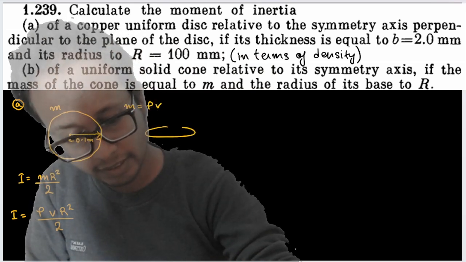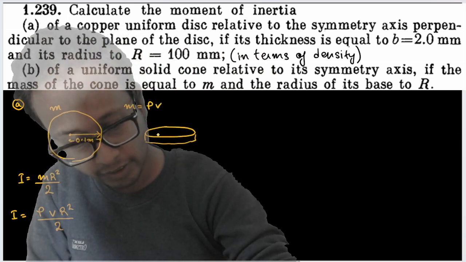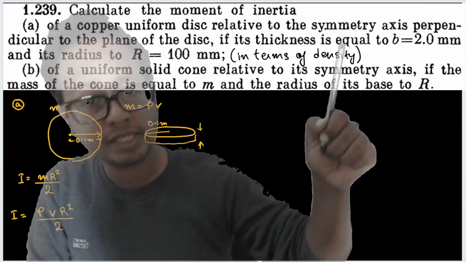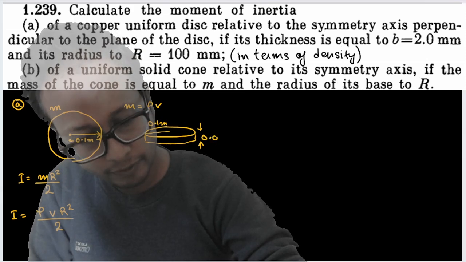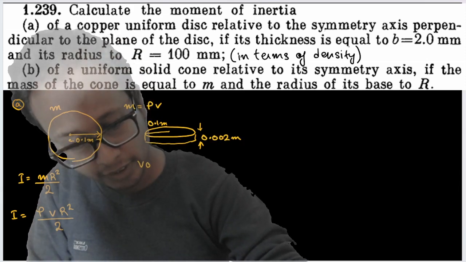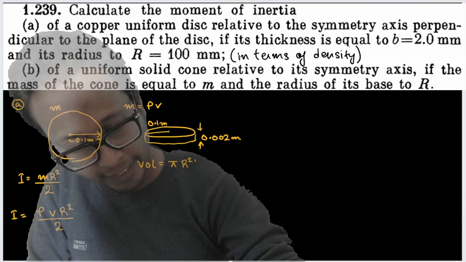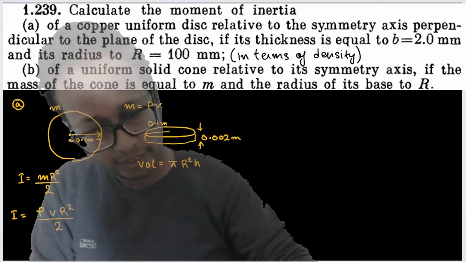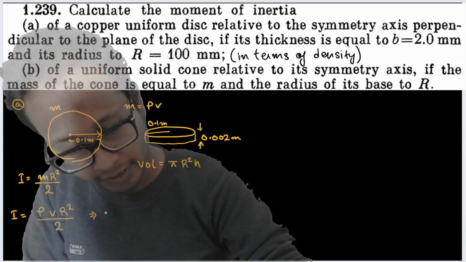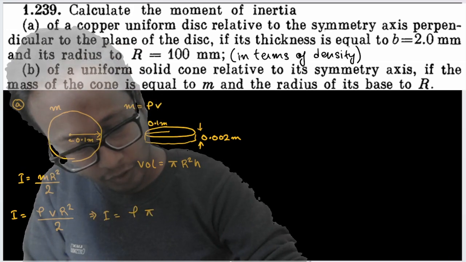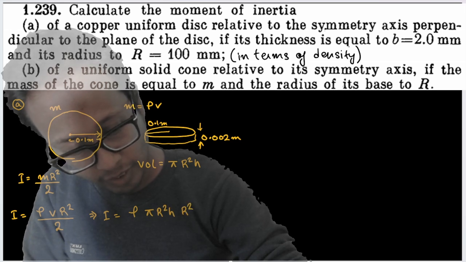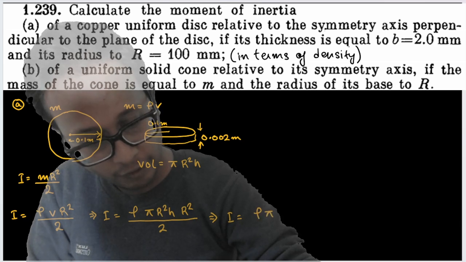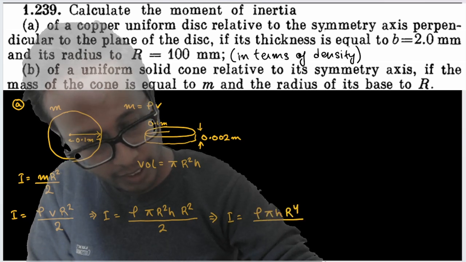The radius of the copper disc is 0.1 meter, and the thickness is given in the question as 2 millimeter or 0.002 meter. Volume is nothing but pi r square h, where h is the thickness and r is the radius. So moment of inertia of the circular disc is density of copper into volume pi r square h into r square divided by 2. If I simplify this, moment of inertia of a copper disc is density into pi h r to the power 4 by 2.